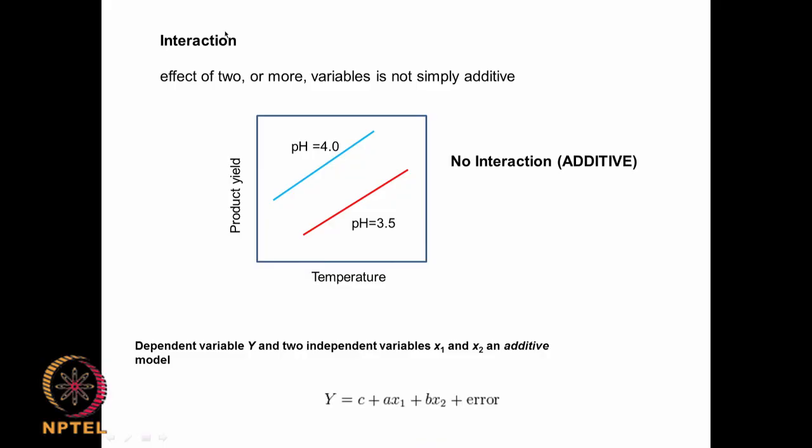Okay. Now, when we have more than one variable, say 2 variables, 3 variables, 4 variables, okay, you may have a situation where they could be interacting with each other.